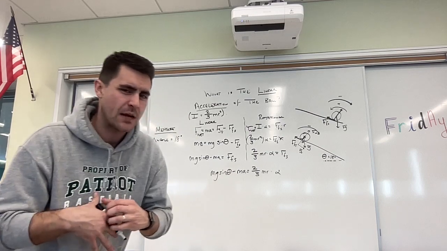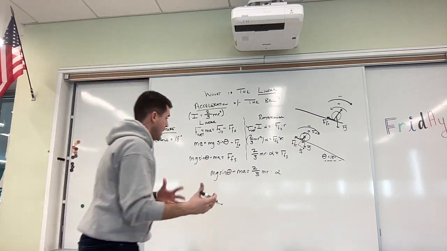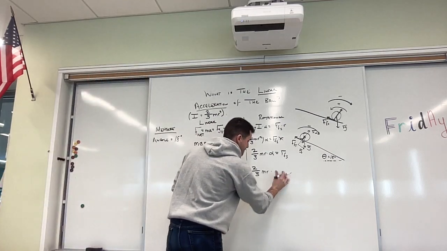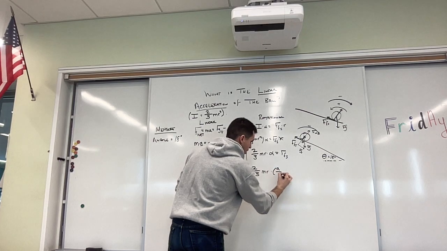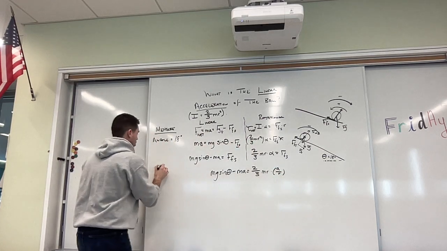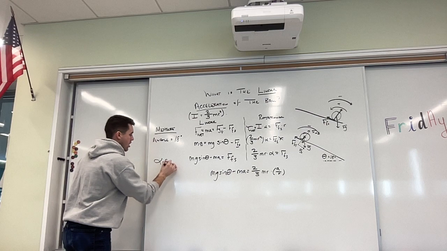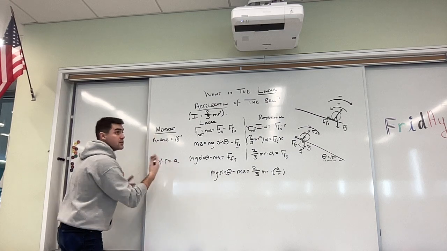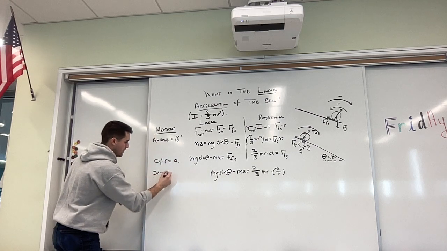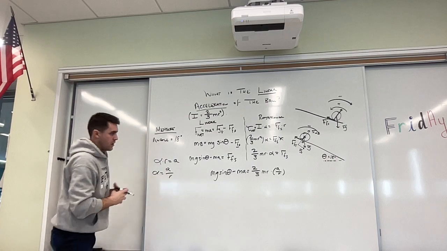I can go ahead and substitute alpha out. I can go ahead and make alpha A over R. I can use my bridge equation: alpha times R equals A. Do a little rearranging. Alpha equals acceleration over R.